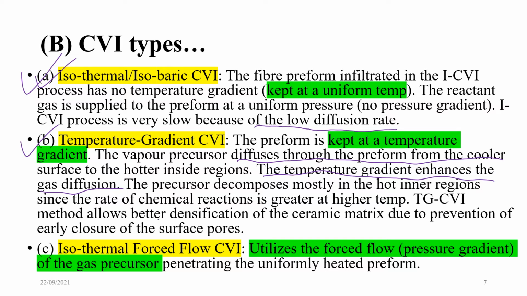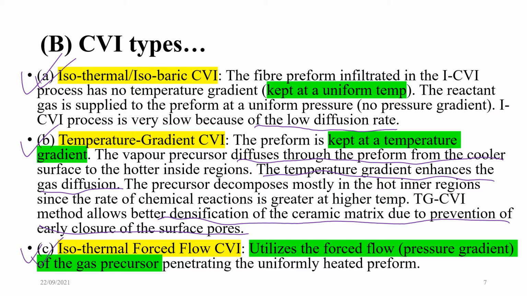TGCVI method allows better densification of the ceramic matrix due to prevention of early closure of surface pores. Okay, so the densification is better in case of TGCVI. What happens in case of isothermal forced flow?